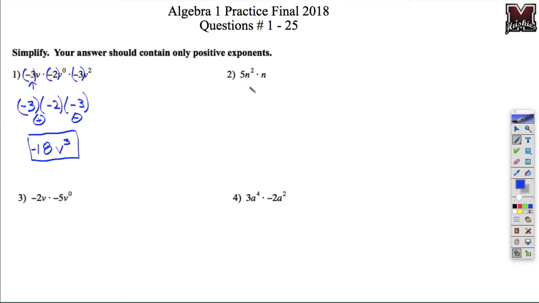Perfect. Let's do the same thing for number 2. So first, I'm going to deal with all the numbers. I have a 5, and I have an invisible 1. I don't really have to worry about him, because 5 times 1 is just 5. So dealing with all the numbers gives me 5. Perfect. Moving on to the letters.